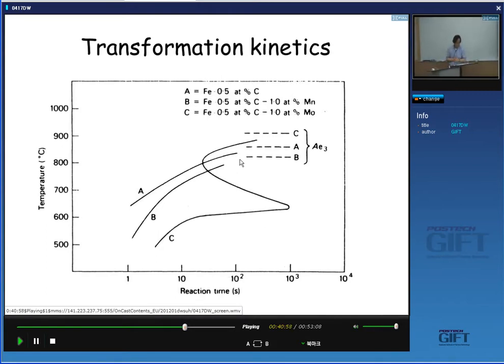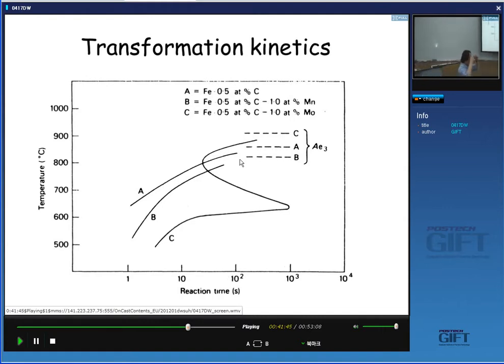But the most important effect of the alloying element I'd like to emphasize in this class is its effect on the transformation kinetics. As I told you, the alloying elements tend to enrich into austenite or ferrite according to their tendency to stabilize which phase. So this redistribution behavior of alloying elements naturally affects the growth or decomposition of phases like austenite and ferrite.